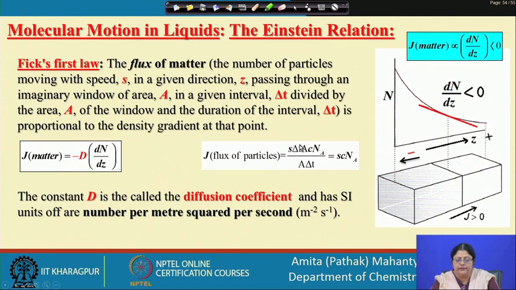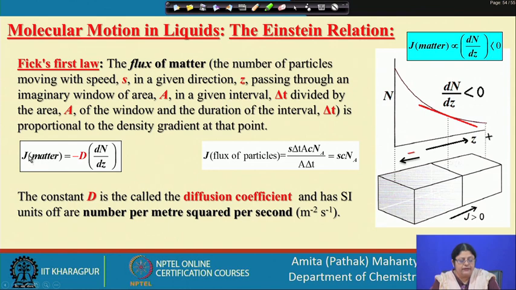If you remember, if this was the volume which we are talking about, s into delta t was the distance it travelled into the area of the window. So, this is the volume element we had, into the molar concentration, into the Avogadro number. This Avogadro number gives you the number density of the particles, divided by A delta t. This gets cancelled. So, what you have is the flux of particles is nothing but the speed into the molar concentration into the Avogadro number.